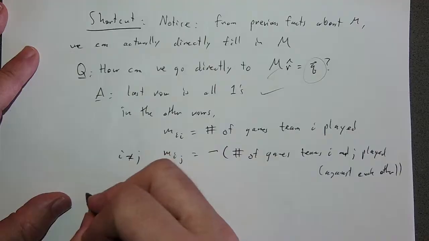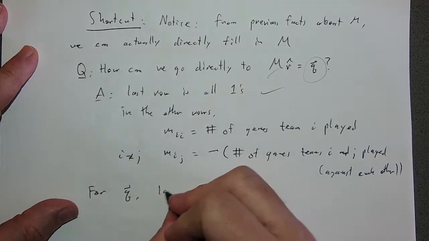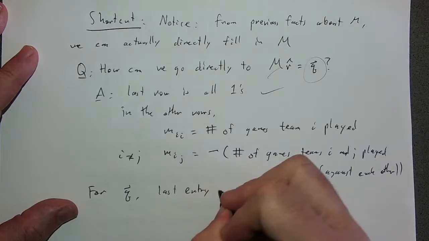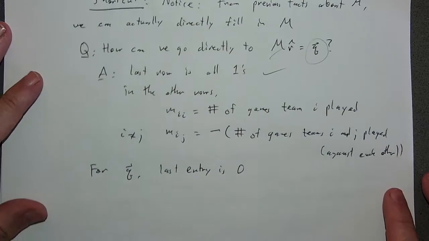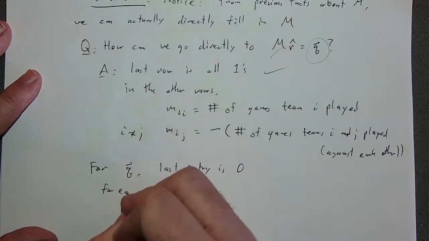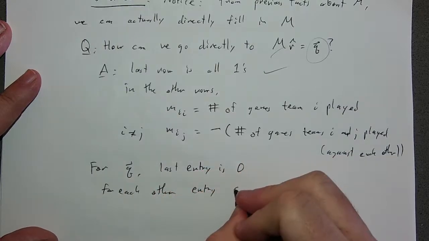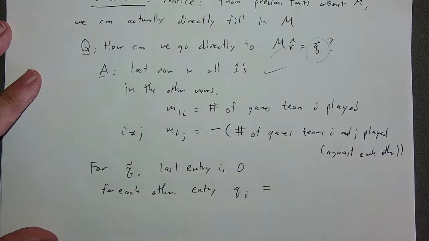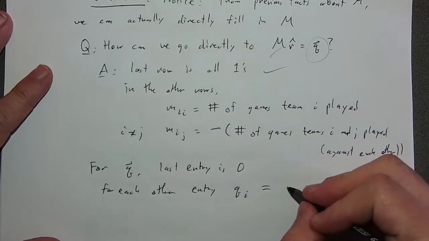Well, for Q, we know that the last entry is 0. But what about the rest? Remember, this was also one of our facts about that equation. Other than that entry, for each other entry, we'll say Q sub i. Q sub i is the total number of points team i earned.